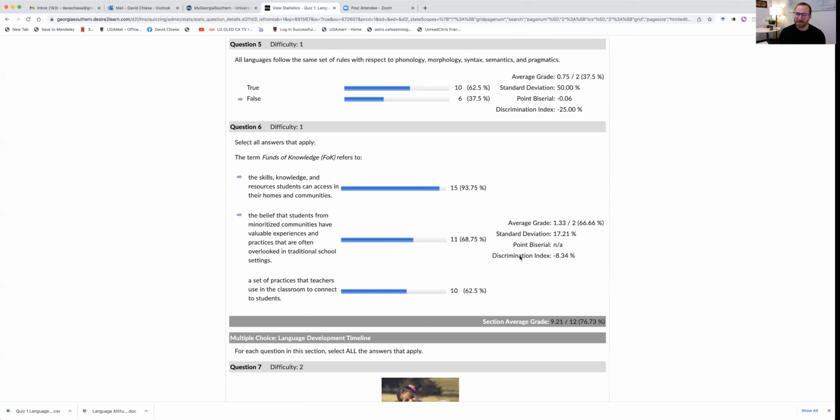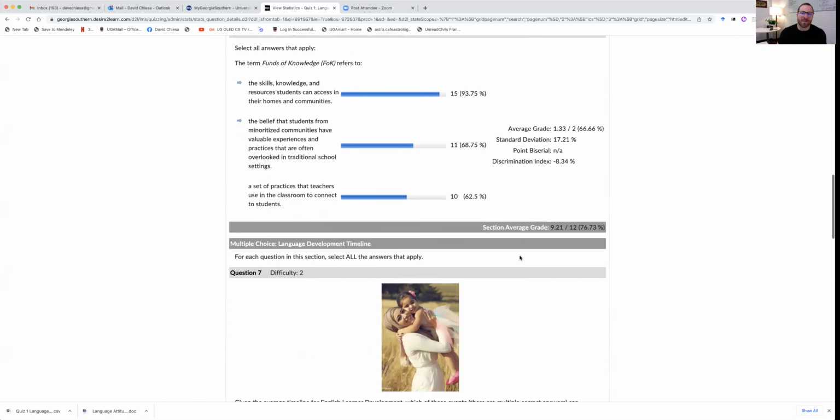Awesome. 10 of you did choose a set of practices that teachers use in the classroom to connect to students. Not necessarily. That's pedagogical practices, not funds of knowledge. And here, standard deviation, 17.21, closer to 0, which means you all mostly think alike. Discrimination index, minus 8.34. That's because of the third item, right? A set of practices that teachers use in the classroom to connect to students. So overall, these items are pretty good. They're pretty strong.